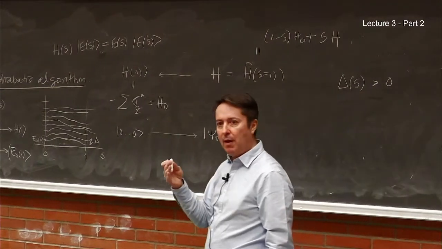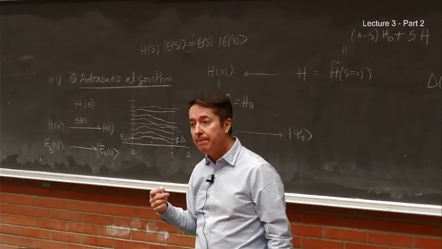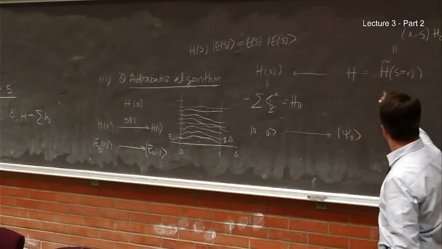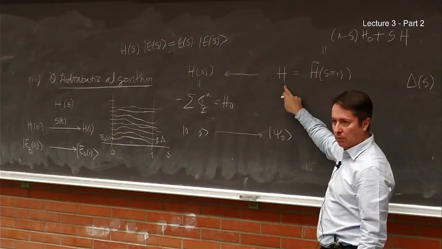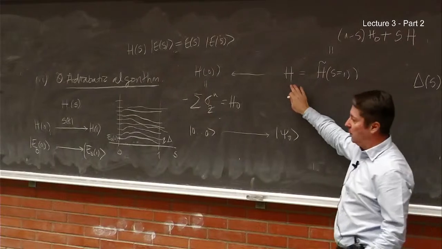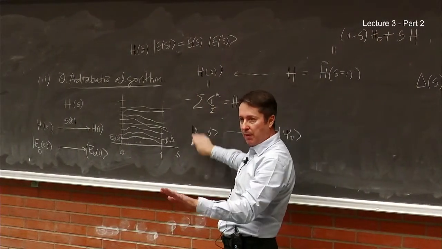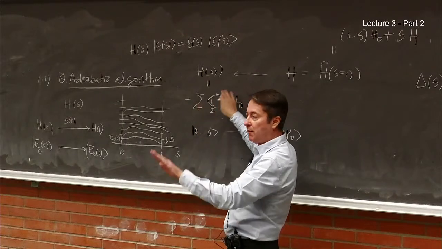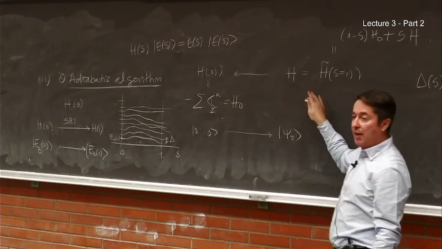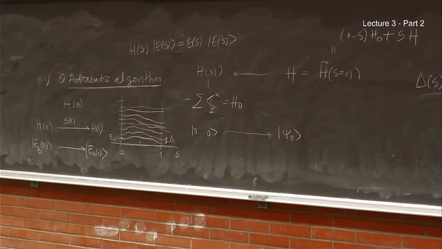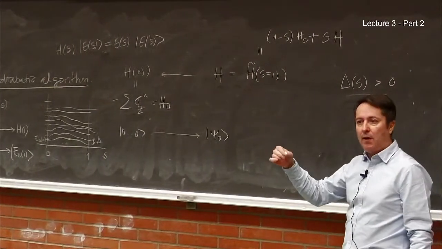Then it will work. The final H is not commuting. No, that's the problem Hamiltonian, the one that I want to solve. What I'm saying is that I take one for which I know how to prepare the ground state, and then I deform it to the final one. And as long as this condition is true, then I will arrive if I go sufficiently slow.